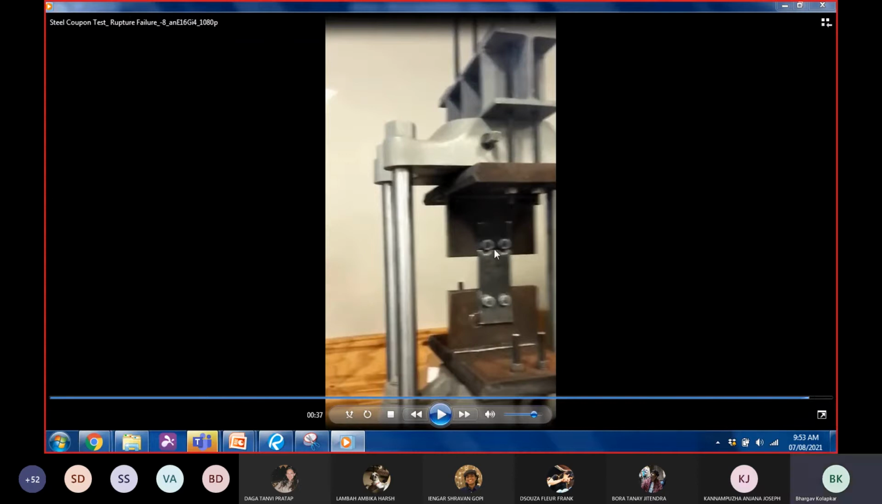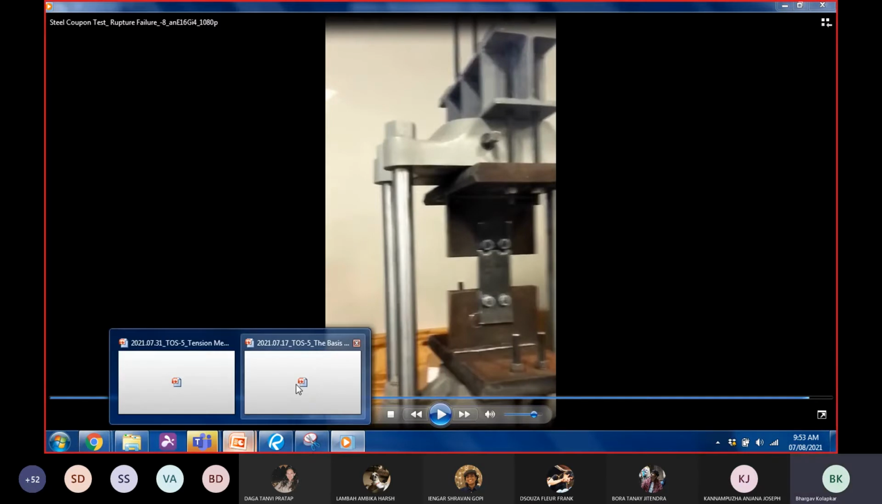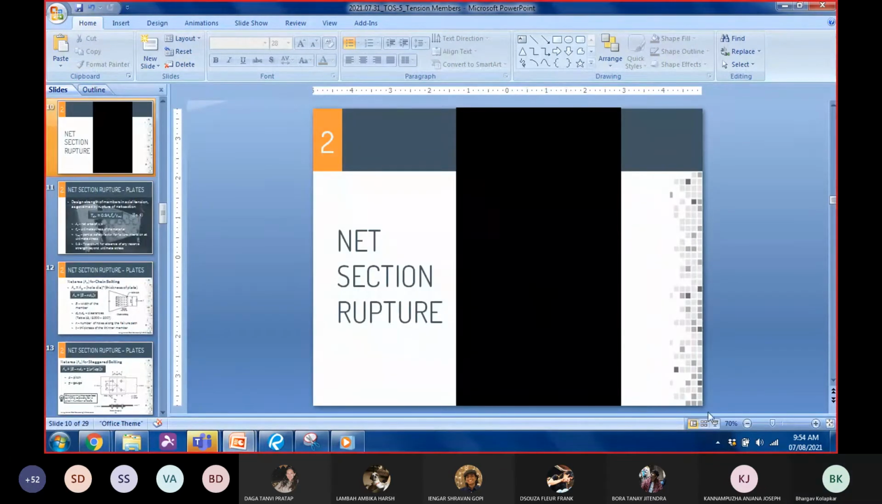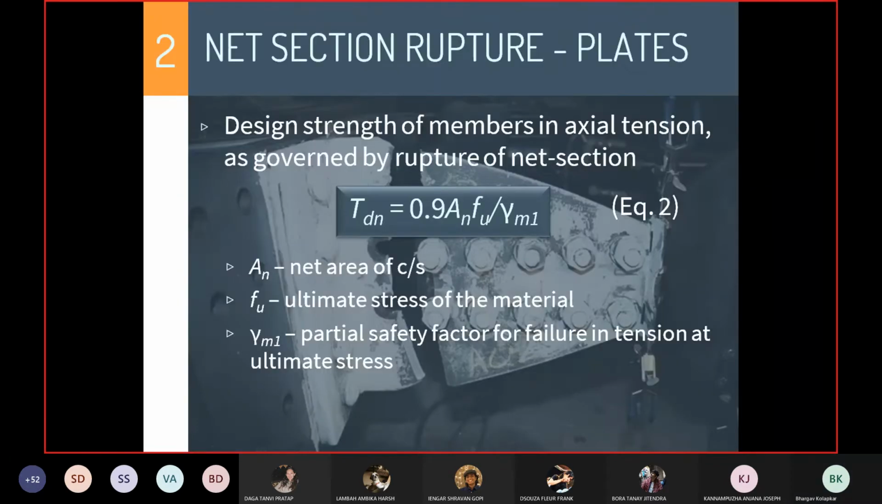So you see, this is the net section rupture. The entire section is ruptured. So this is what we expect to happen in and around bolt holes. So now any questions here?